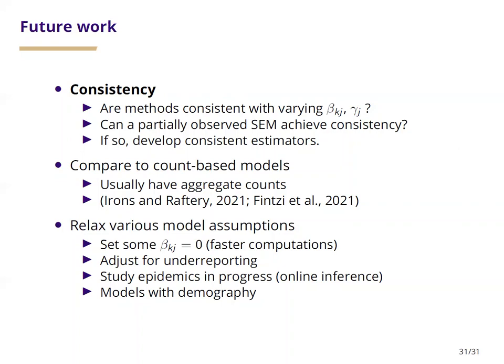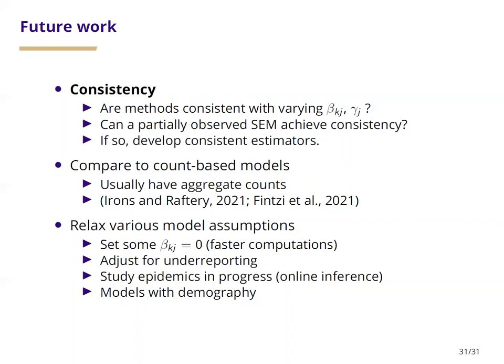I think it'd be neat to compare to, say, count-based models. So these methods are inherently individual-based. We have times in which individuals are removed or infected. Now, most epidemic data comes in as counts. For example, a study from Irons and Raftery, and then a recent study from Fintzi, I think Wakefield, and Minin is also on this paper. So it'd be neat to compare and see what more do we get when we have these individual time data, or does it suffice to just study these count-based models?